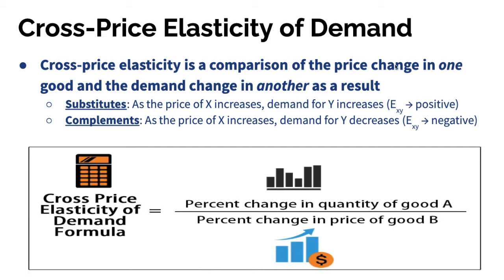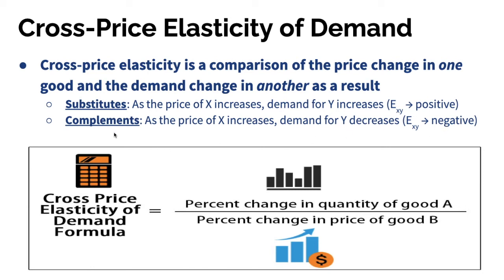So it's the comparison of the price change in one good and the demand change in another good as a result. Substitutes work like this: as the price of X increases, the demand for Y increases, so cross-price elasticity is positive. Complements work like this: as the price of X goes up, the demand for Y goes down. In that case, cross-price elasticity is going to be negative, and that tells us that they're complements.